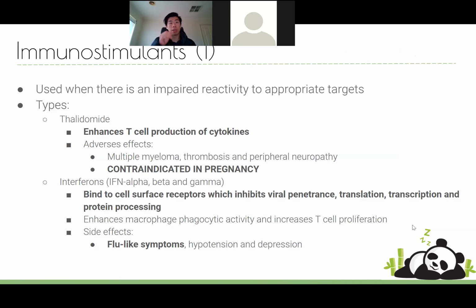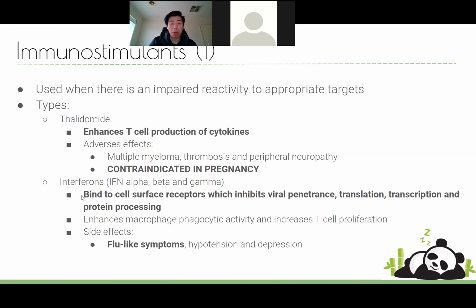So this is the flip side. These are immunostimulants, and there's not much on here. Basically, this is used when you have an impaired reaction or you don't have enough. So types are thalidomide or interferons. The thalidomide will enhance your T cell production of cytokines. The adverse effects are multiple myeloma, thrombosis, and peripheral neuropathy. Your big one is it's contraindicated in pregnancy. This is the infamous one that I think had lawsuits and class actions against it, but they found it was useful for enhancing T cell production. But it's not used in pregnancy because it can cause serious problems.